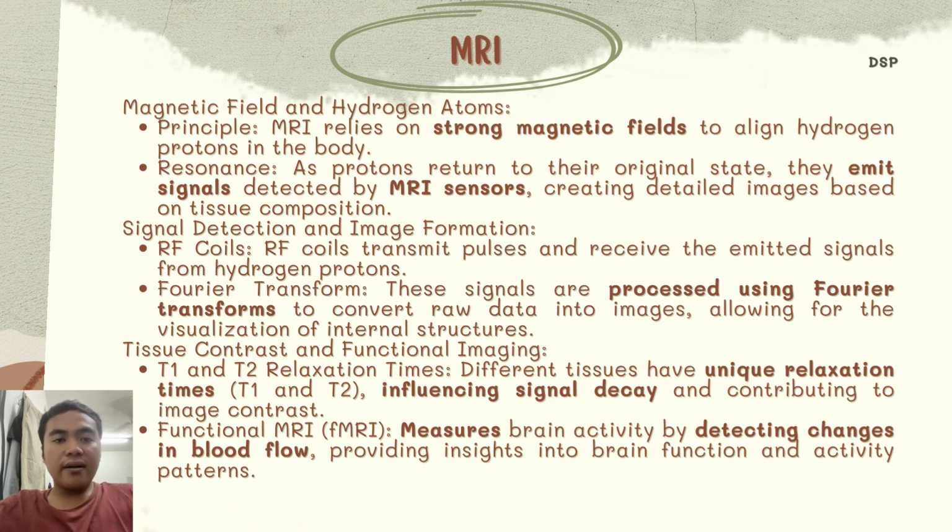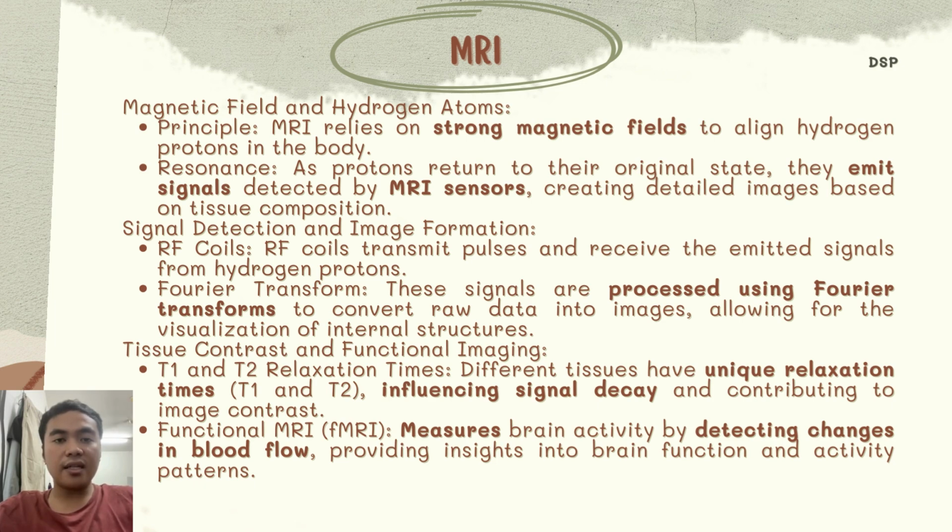Signal detection and image formation. RF coils are essential in MRI as they transmit the RF pulse and receive the signal emitted by hydrogen protons. Fourier transform: they receive a complex signal that needs processing. The Fourier transform converts the signal from the time domain to the frequency domain, producing an image that visualizes internal structure. Lastly, tissue contrast and functional imaging.